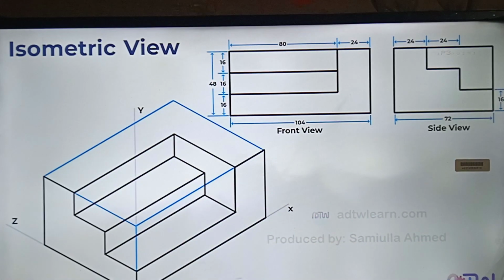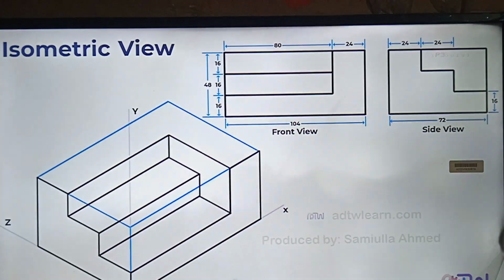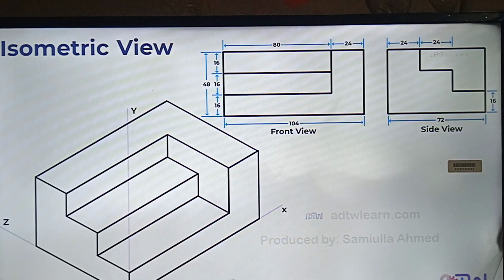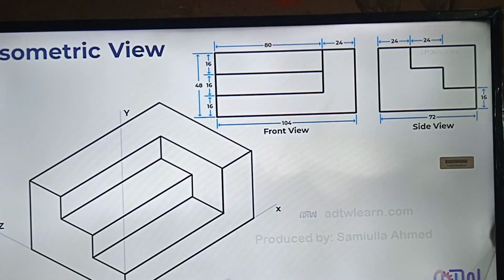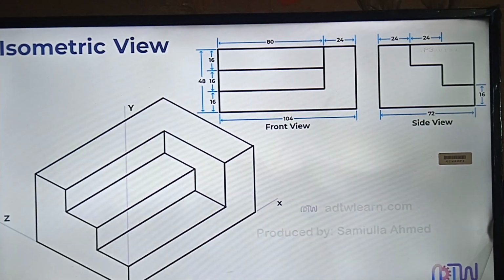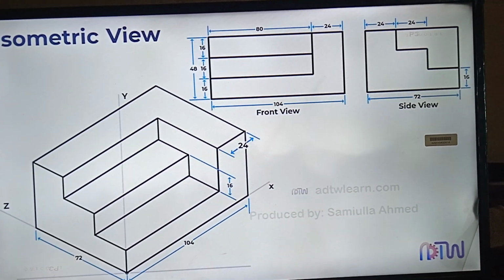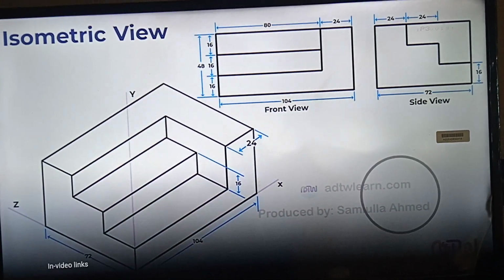Once this is complete, we can proceed to eliminate the outlines of the structure and instead use dark lines to draw the figure. The next step in the process is to add dimensions to the isometric view. This marks the final stage in creating the isometric representation from the given orthographic projections.